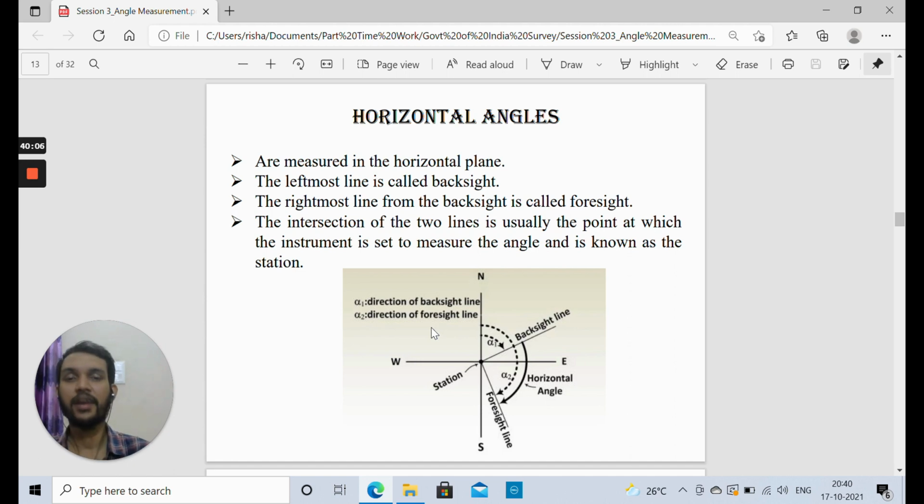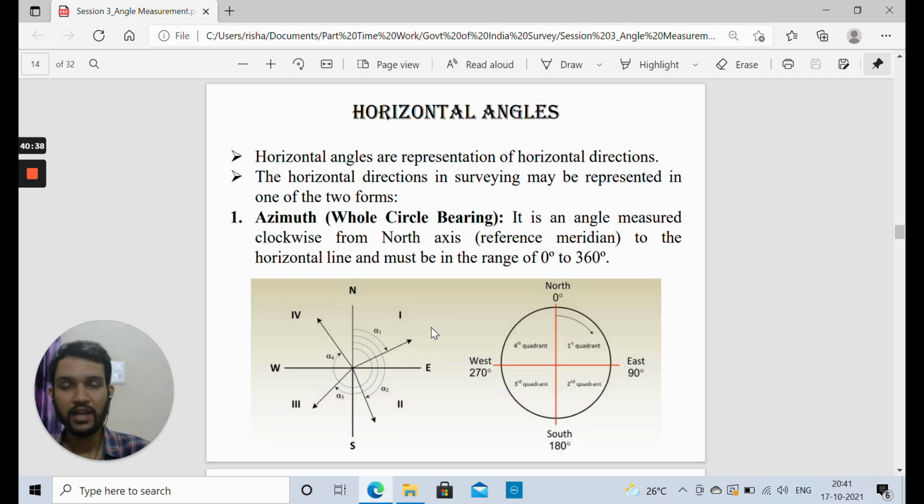So the initial ray that was made at a particular point was the back side, and the final side that is made will be the foresight. And the intersection of these two angles, from where we are trying to measure the angles between these two stations, is known as the actual station where we have mounted our instrument. Those points will also be known as stations, but this is the actual station, the benchmark station where we have installed our instrument, and with reference to which we are taking the angles between those two sides. So this is the concept of horizontal angle measurement.